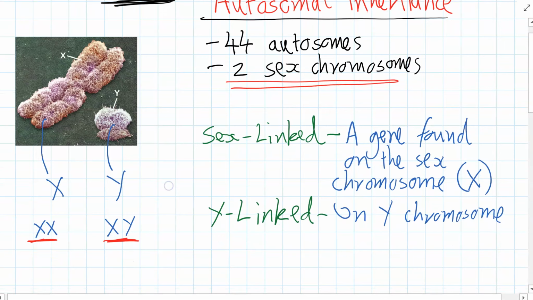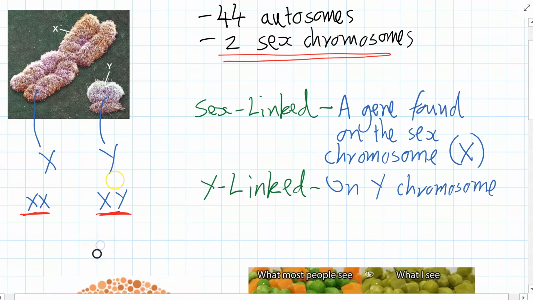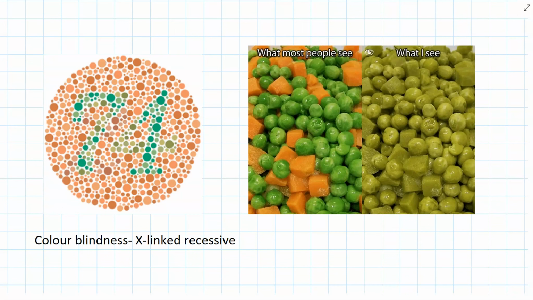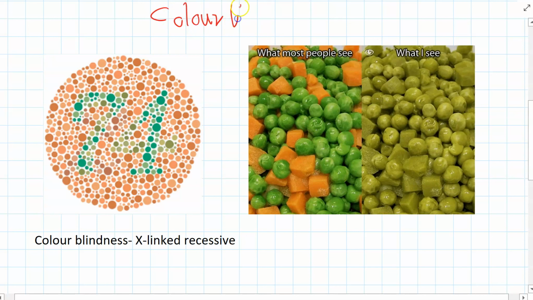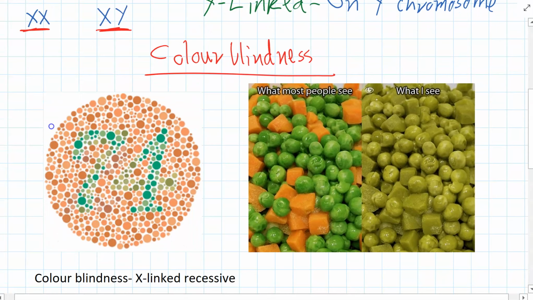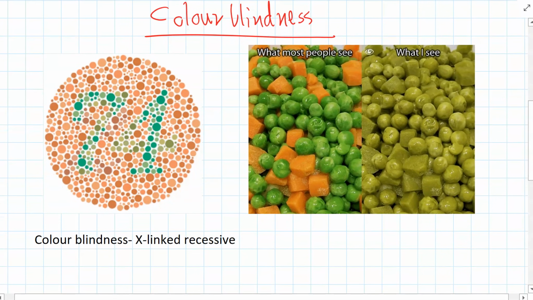Okay, so how are these genes inherited differently? Well, let's use an example. So this is a really common sex-linked trait in humans, and it's colorblindness. So the gene that controls colorblindness is found on the X chromosome in humans. So somewhere on the X chromosome is this gene that makes people colorblind. Well, that can, if it's faulty.